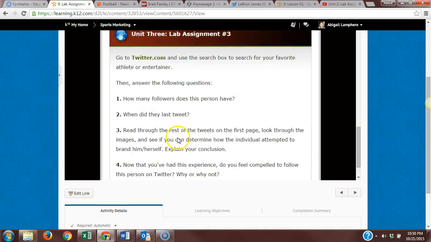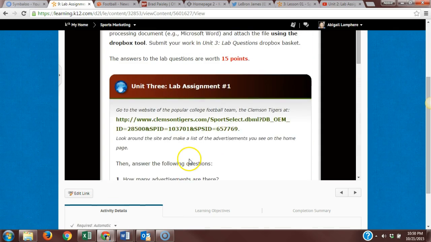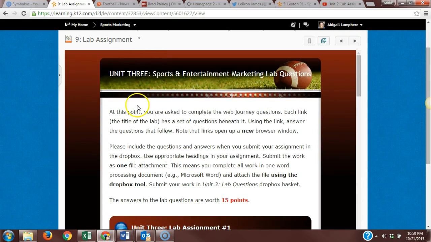So that is it for this Unit 3. There are those 3 different lab assignments for Unit 3.